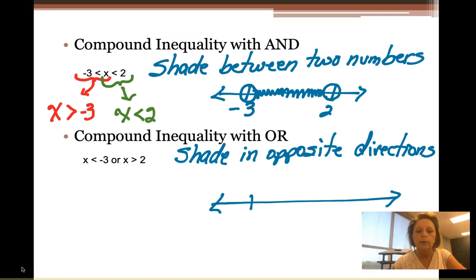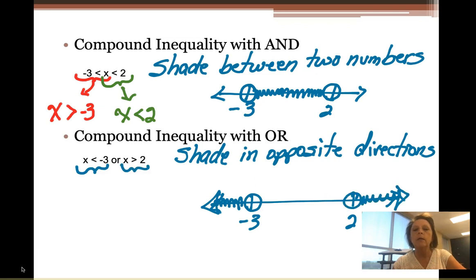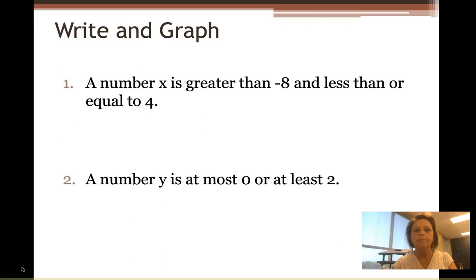So let's take a look at this one. Let's set up our number line with our two numbers. And let's graph our first one, x is less than -3. Open circle, going to the left. Let's shade our next one, x is greater than 2. Open circle, going to the right. Notice that I have two endpoints and they're going out. That is a compound inequality with or. So let's use some examples.